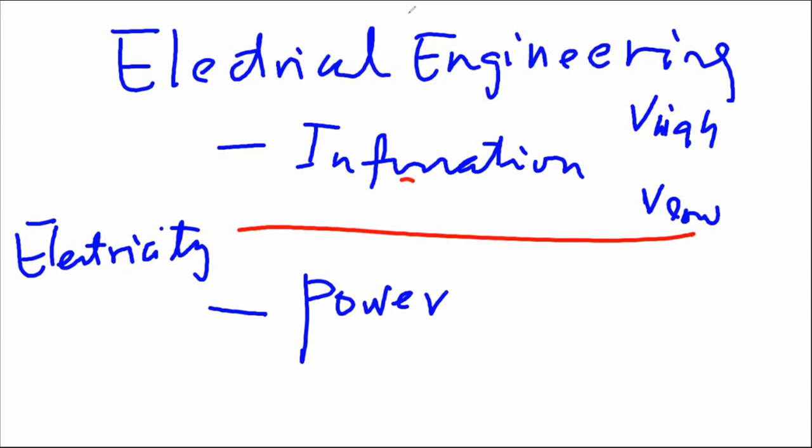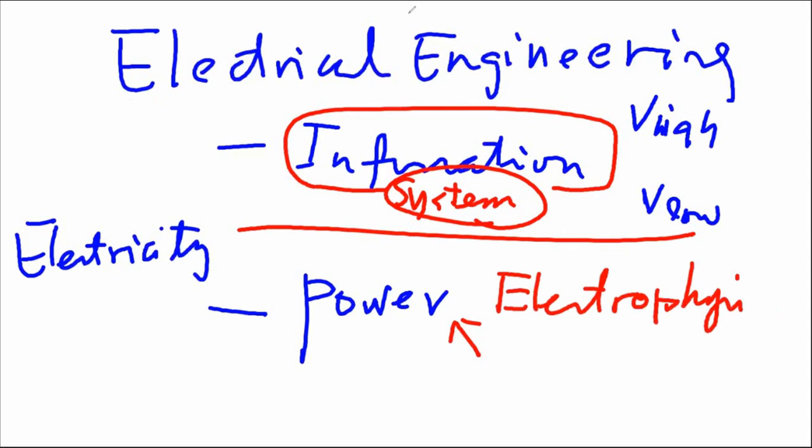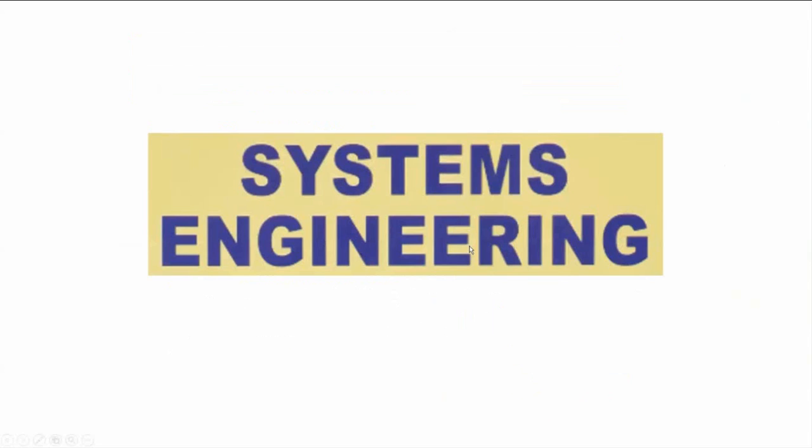The upper domain, we call it system. And system engineering is usually to build information processing systems. And something that deals with the physical effect, we call it electrophysics. So basically, electrical engineering is divided into 2 main disciplines. One is system engineering, the other one is electrophysics. And both are related to computer science.